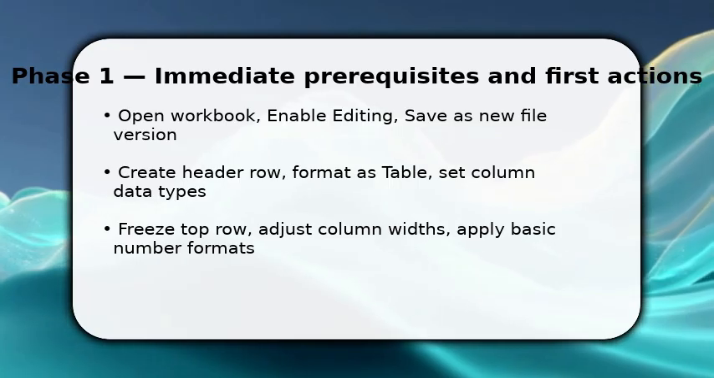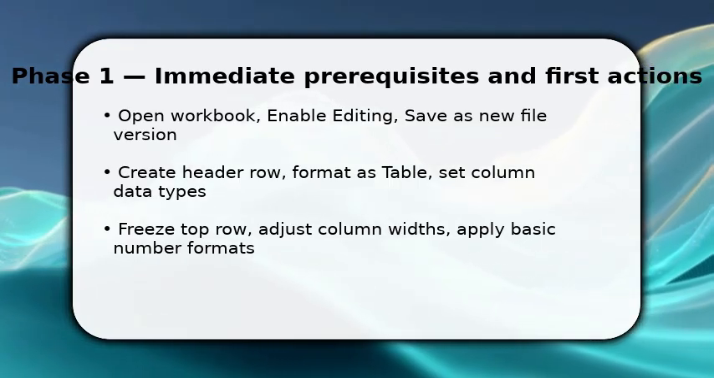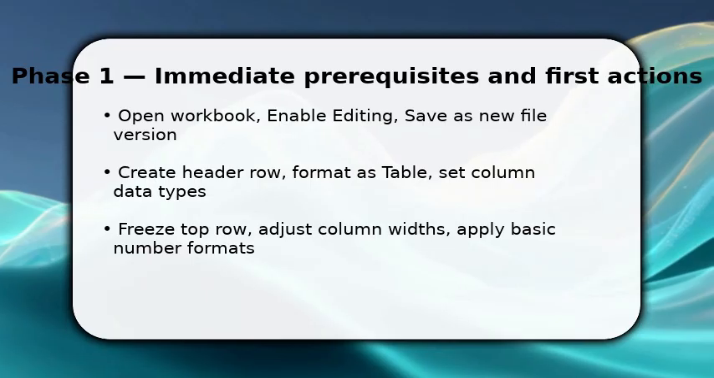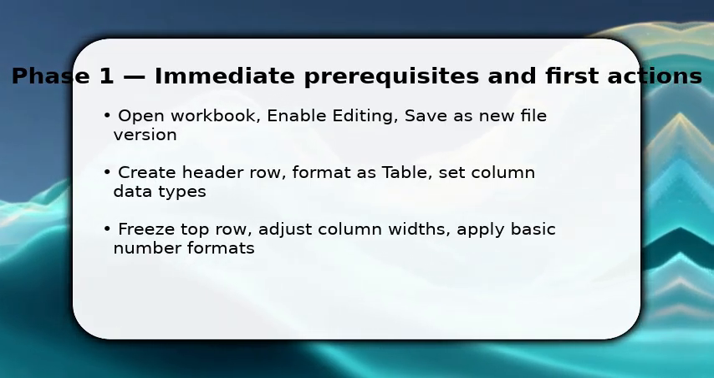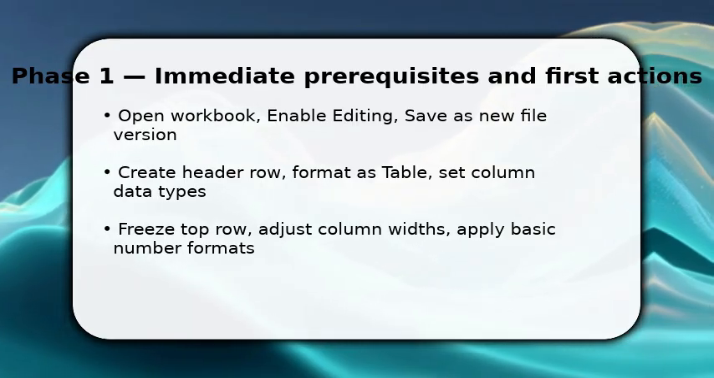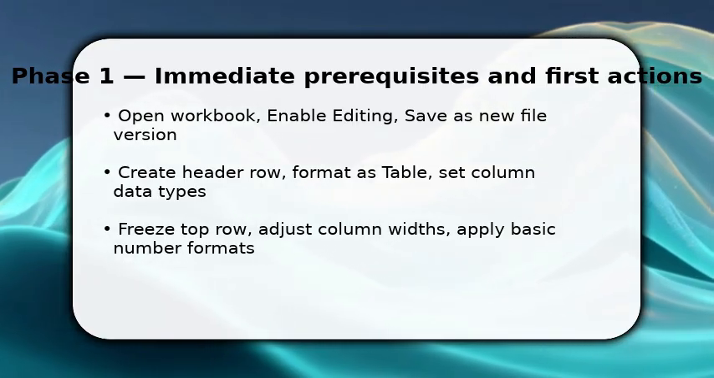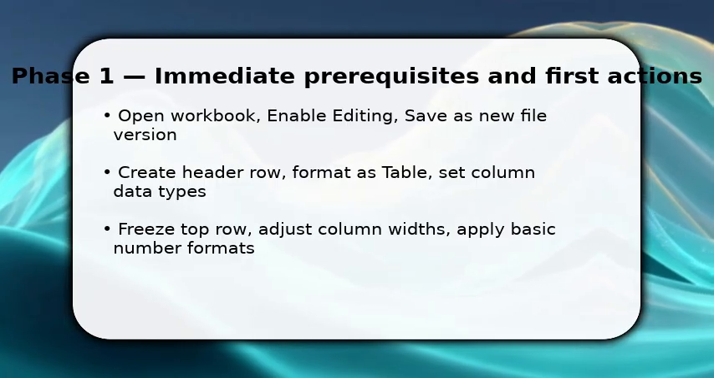You begin by getting the workbook ready and organized so you can work fast. Open the file, enable editing, and immediately save as a new version to protect originals. Next, set up a clear header row and convert to table. This gives filters, structured references, and consistent formatting.